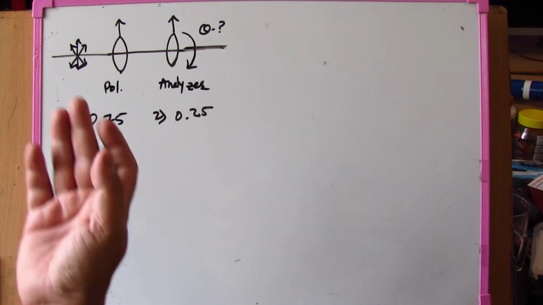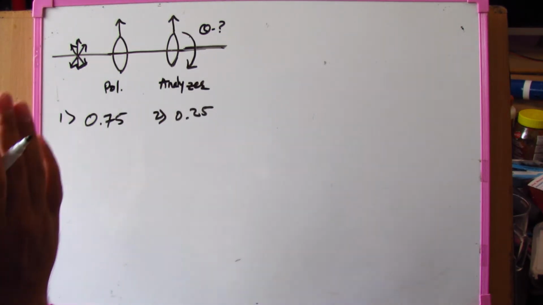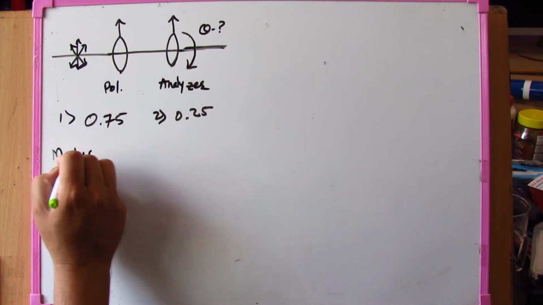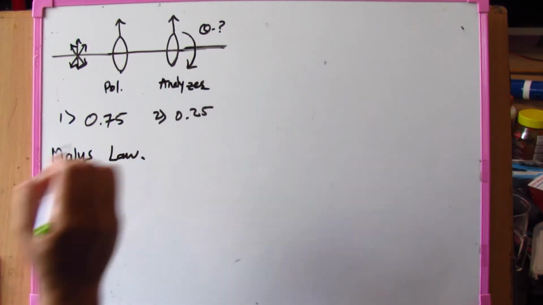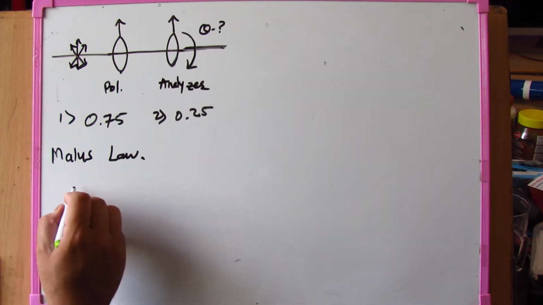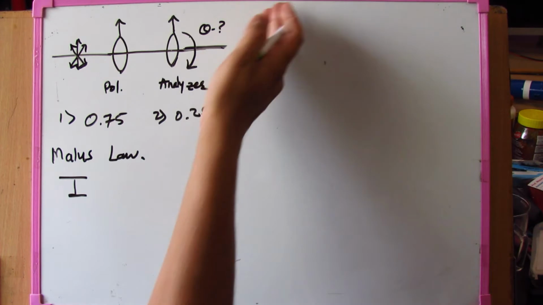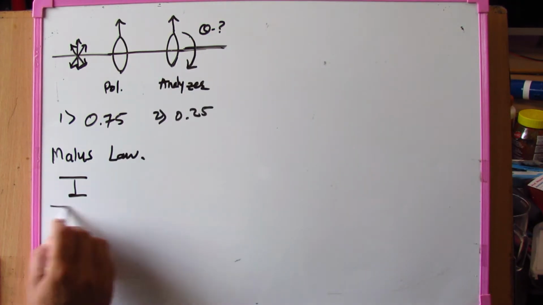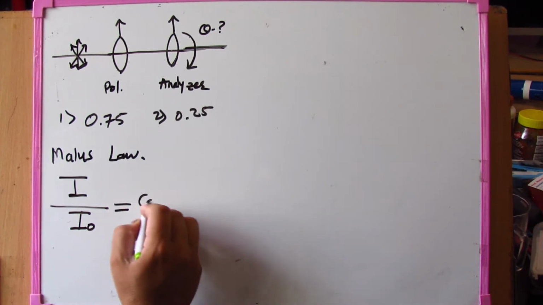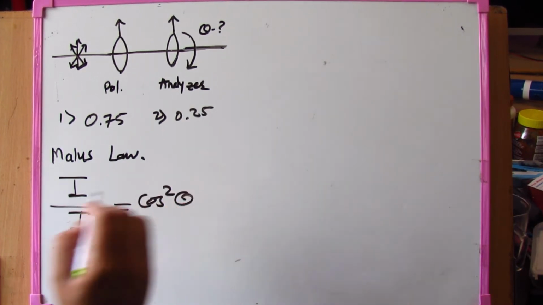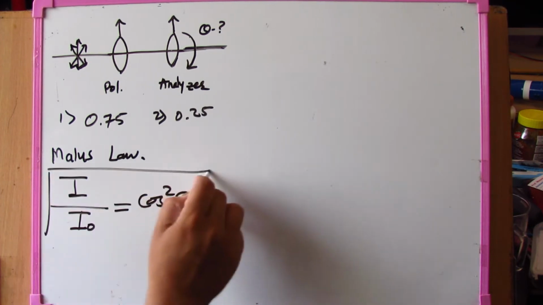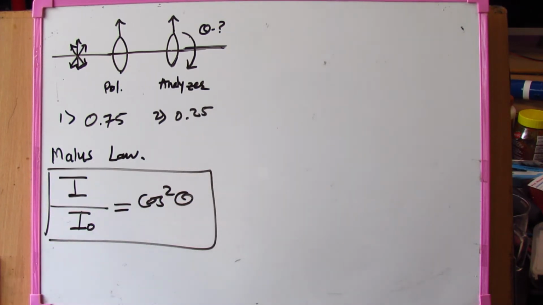We have only one formula, one principle regarding this, that is called Malus law. You remember that? Malus law. What does it say? It says the intensity received at that side divided by the original intensity is always cos square of theta, the angle between them. This is the Malus law. That is what you have.